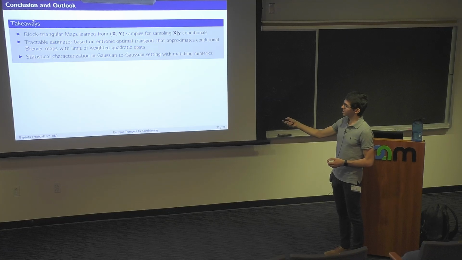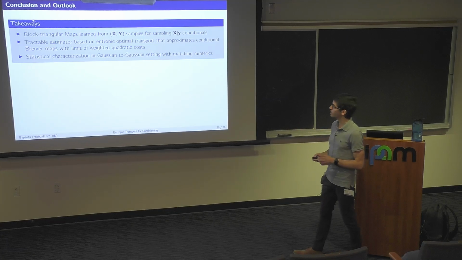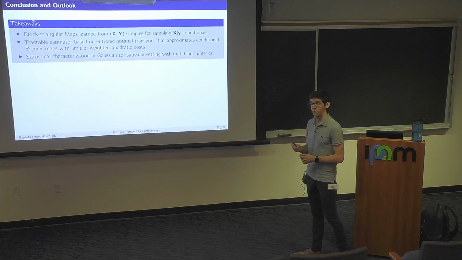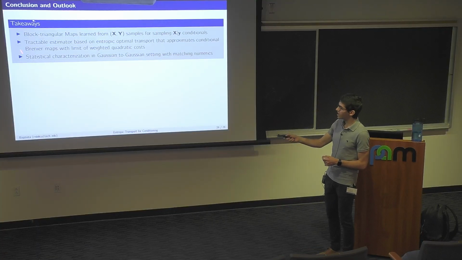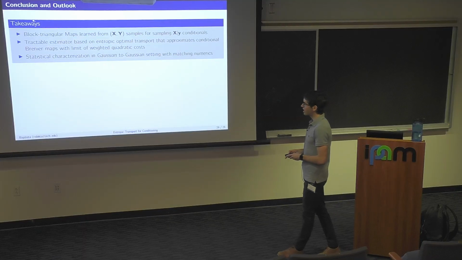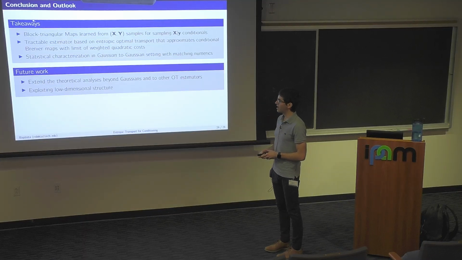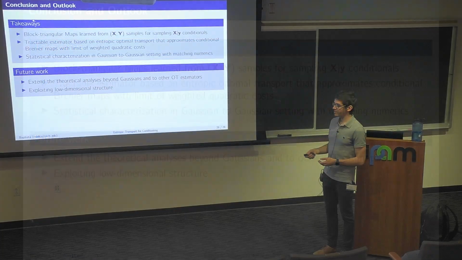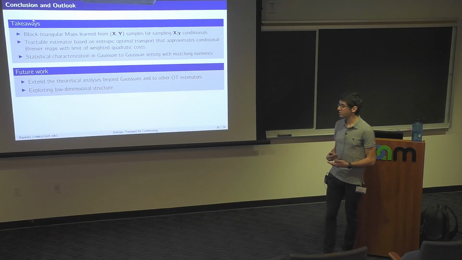We proposed an estimator based on entropic OT for this block triangular map that exploits the fact that you can find this map as a limit of OT problems with a weighted quadratic cost. And we provide some analysis in the Gaussian to Gaussian setting, the Gaussian transport setting. Of course, the future work is to extend a lot of this analysis beyond Gaussians, into other source and target distributions, and to consider other types of estimators.